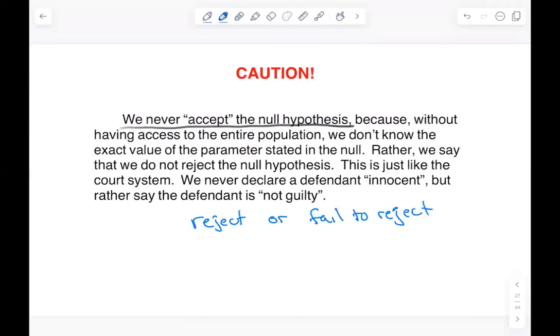Because we can have sufficient evidence against the null hypothesis, but we can't prove that it's true unless we go to the whole population.